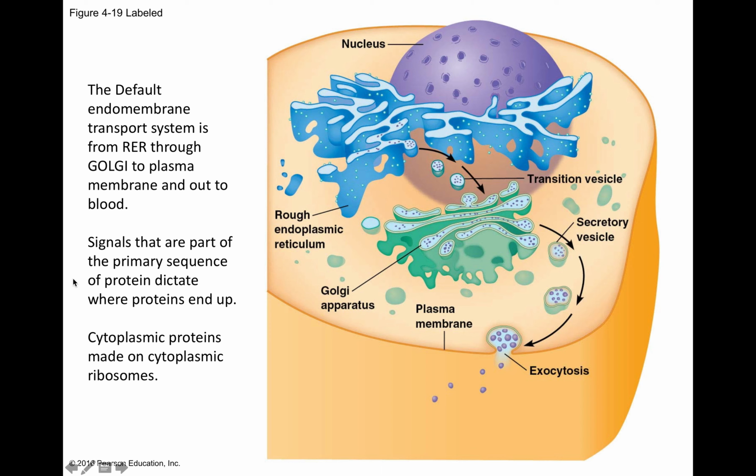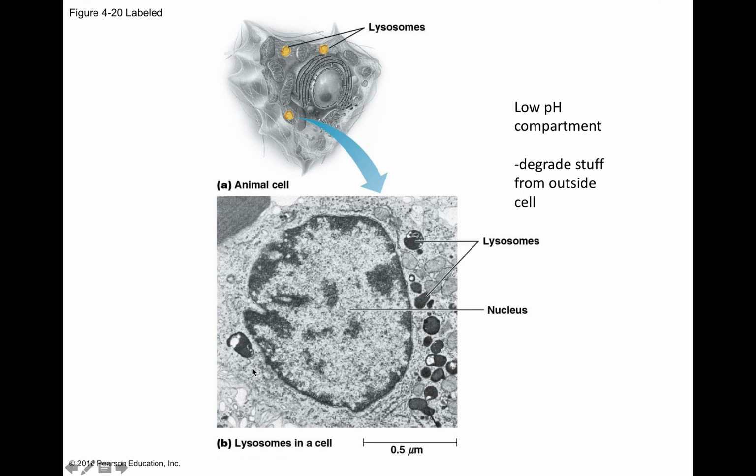And again, cytoplasmic proteins are made on cytoplasmic ribosomes. So if there is no signal saying go to the rough ER, you're translated on a cytoplasmic ribosome and you stay in the cytoplasm. But any other compartment in the cell, any organelle, or even outside the cell, you're going to get a signal telling you where to go. And that signal will be on the mRNA.